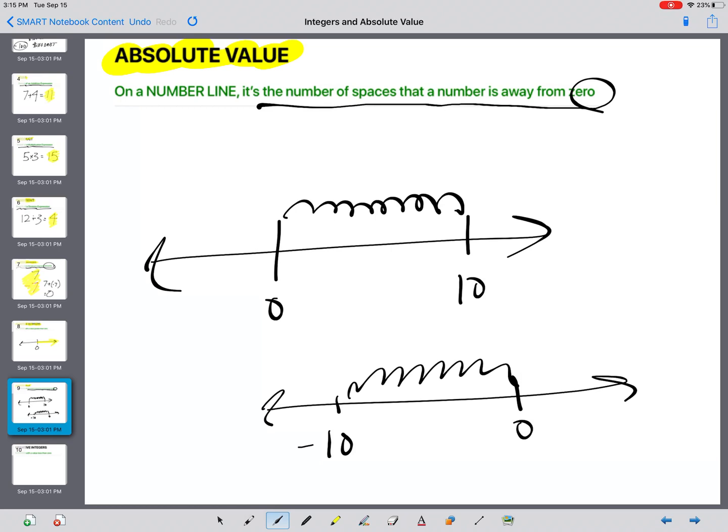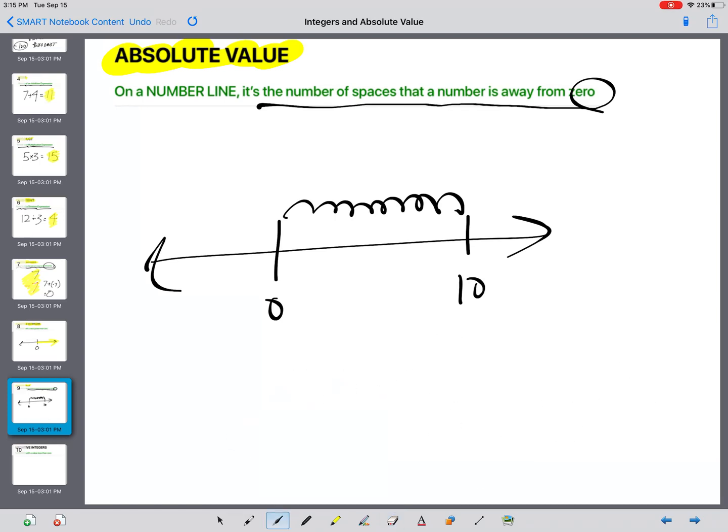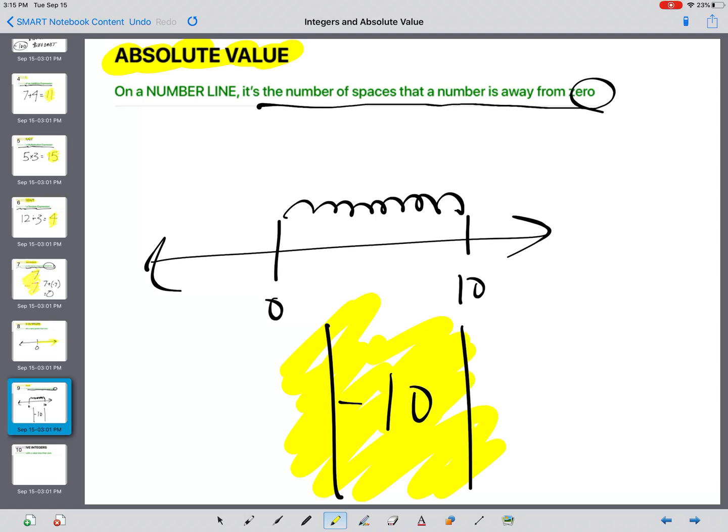A lot of times in math, the notation for absolute value looks like this, where you have these absolute value bars. So where I'm highlighting right now, if you see that, that means you have to tell what the absolute value of the number inside the bars is, and the answer would be, in this case, 10.